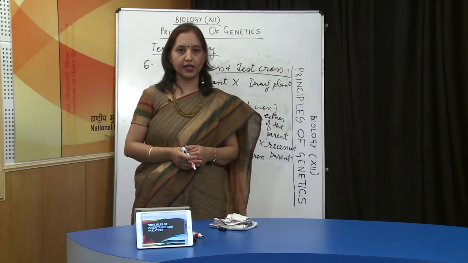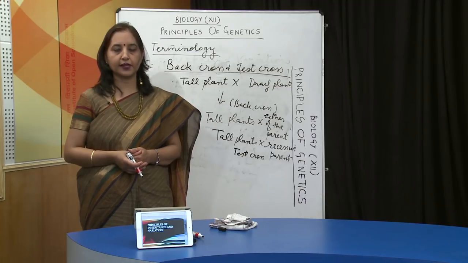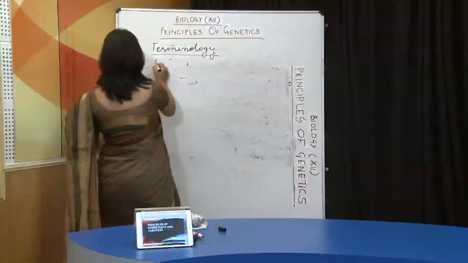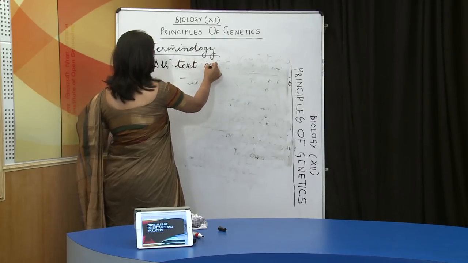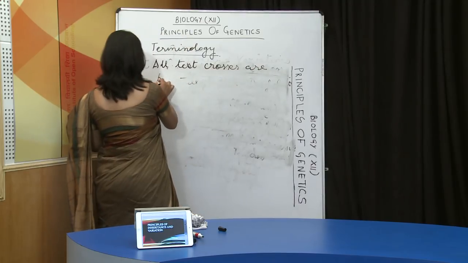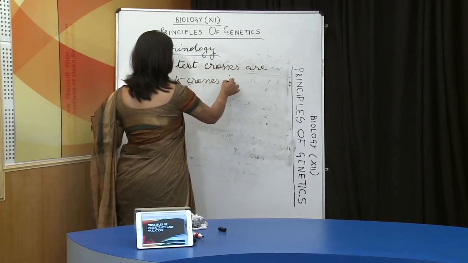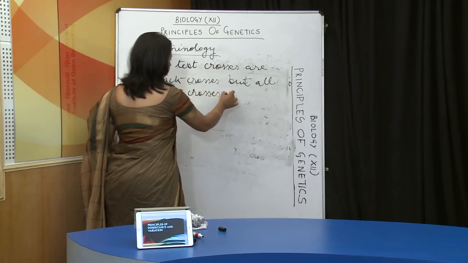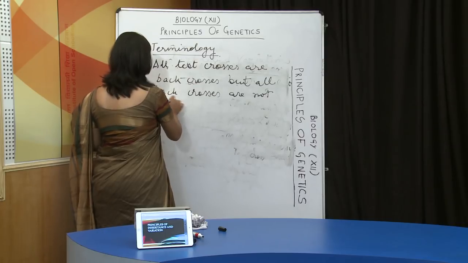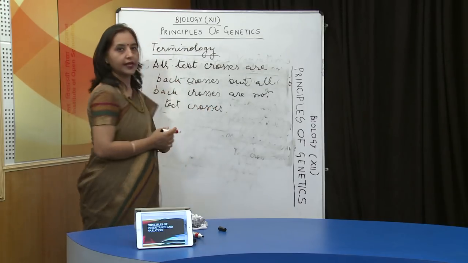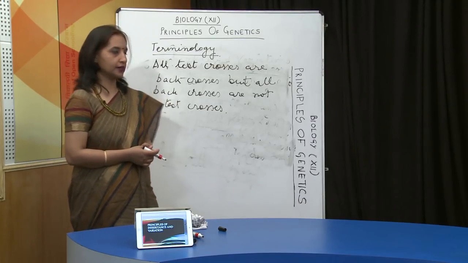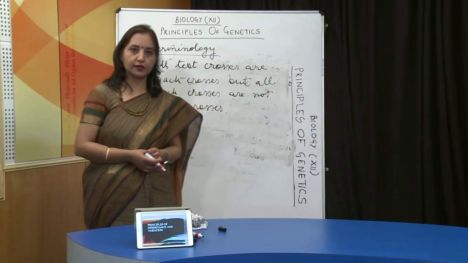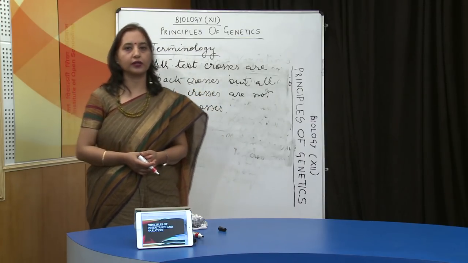We can make a very simple statement here to understand this particular concept, that is, all back crosses are not test crosses, but all test crosses are back crosses. All test crosses are back crosses, but all back crosses are not test crosses, because test cross is only with the recessive parent, whereas back cross is with either of the parents, either the dominant parent or the recessive parent.